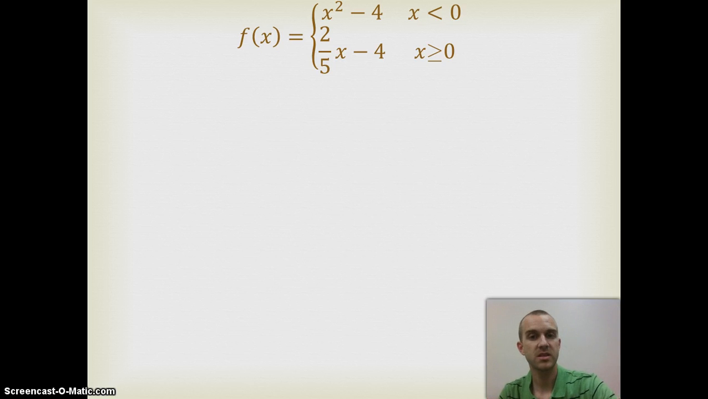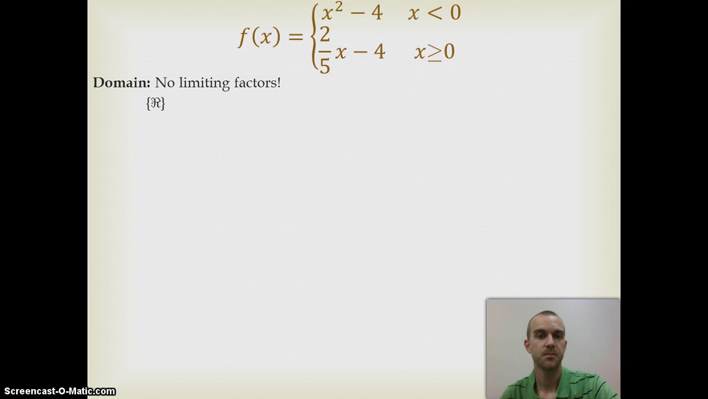Alright, so let's look at another example starting algebraically. Say I have x squared minus 4 when x is less than 0, and 2/5 x minus 4 when x is greater than or equal to 0. So if I'm looking at my domain, there's no limiting factors. I don't have any problems that have an x in the denominator, and I have no radicals with an even index. So my domain in this case includes all real numbers.